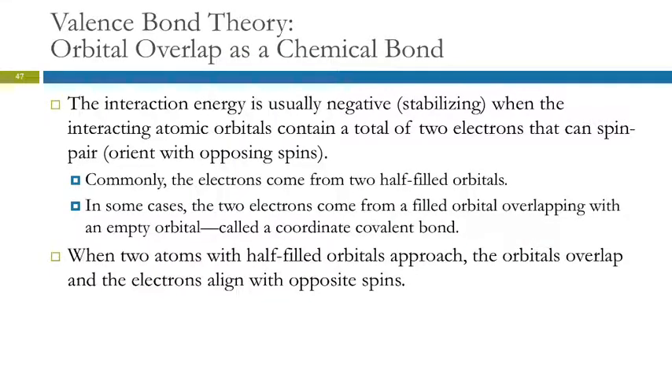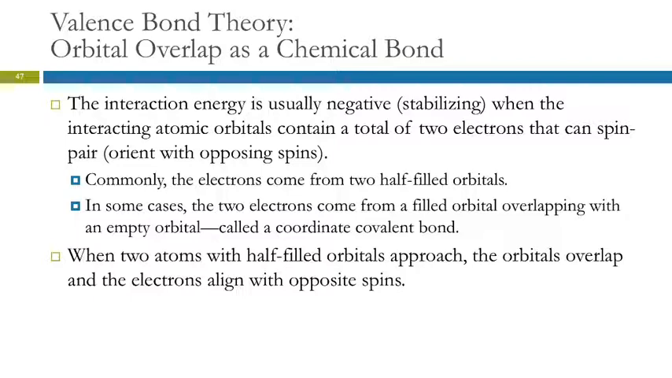So that interaction energy is usually negative when the interacting orbitals have a total of 2 electrons. They could be 1 from each orbital, or 2 from one orbital and the other could be empty, that can spin pair so that they can line up with opposing spins. Because why would electrons be attracted to each other? They're both negative, right? But there's that spin business. The reason that 2 electrons can be in the same orbital is because they spin pair.